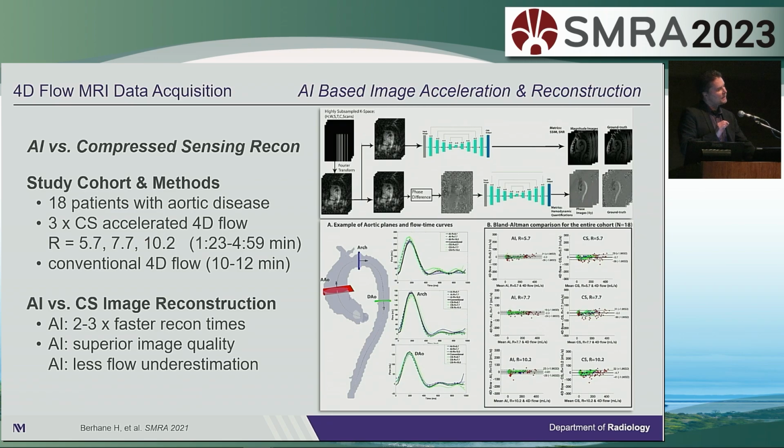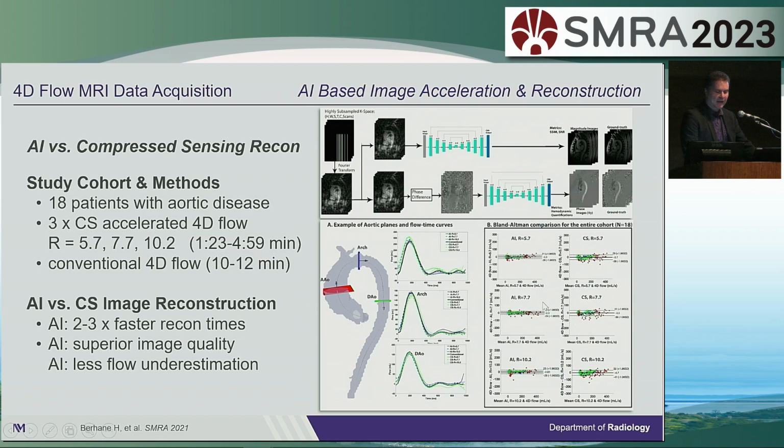And the key results here are that CS is still an iterative, computationally intense reconstruction, and AI, while training the algorithm takes a long time and lots of GPU power, the actual execution of the network is very fast. And this is not unique to this kind of application. It's kind of a general feature of AI.